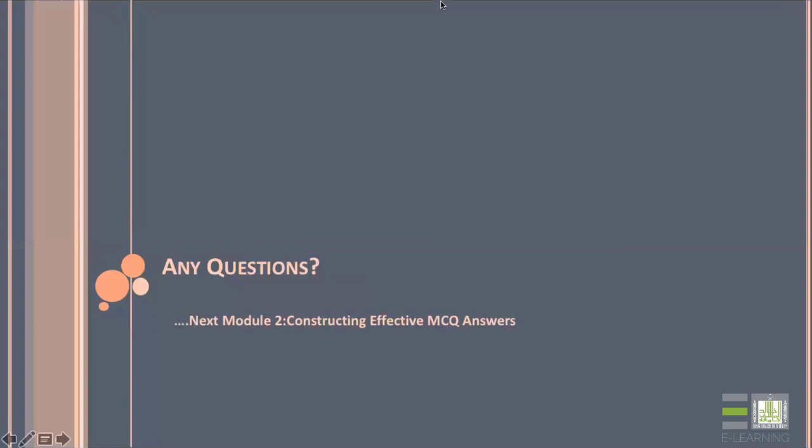There's a question that asks, can we add answer options such as all of the above or none of the above in an MCQ question? I'm very glad that you've asked that. That will be something that I will be covering in the next slides. But just to give you a quick answer, I would say avoid using answer options such as all of the above or none of the above. In my next slide, I will explain why.